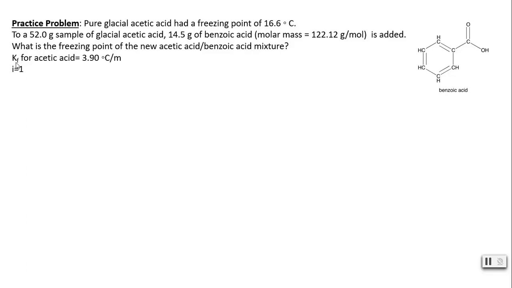I give you the freezing point constant for acetic acid. That constant, just to note, the units are kind of funky. In the numerator is degrees Celsius, and the denominator is the unit for molality. So that constant has derived units. That's due to how it is calculated. You'll see that will be helpful in setting up this problem shortly. So I give you that Kf value. I give you the i value for benzoic acid. I want to know what the new freezing point is of that mixture.